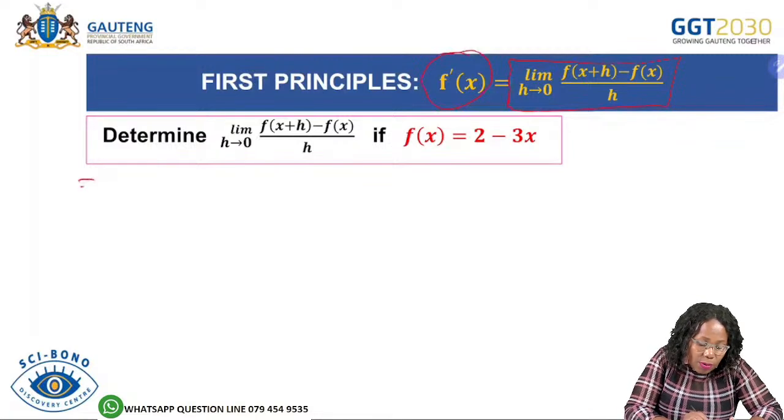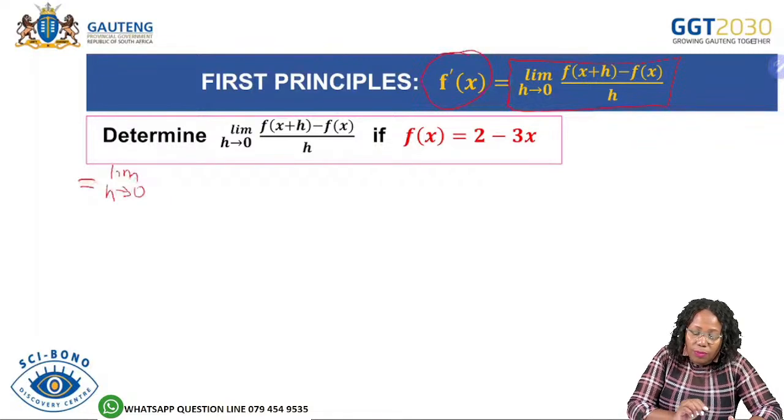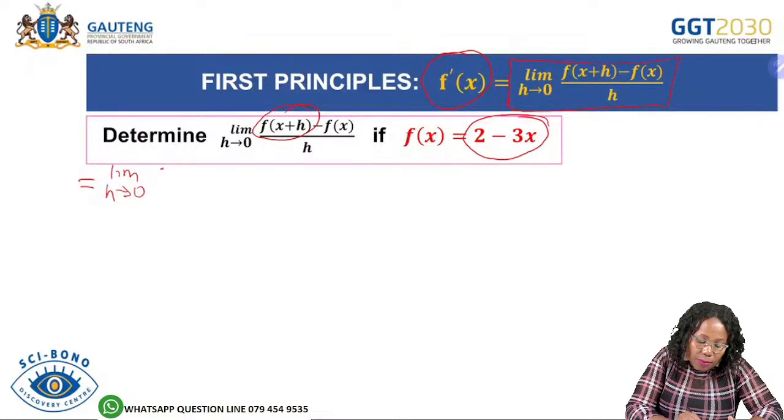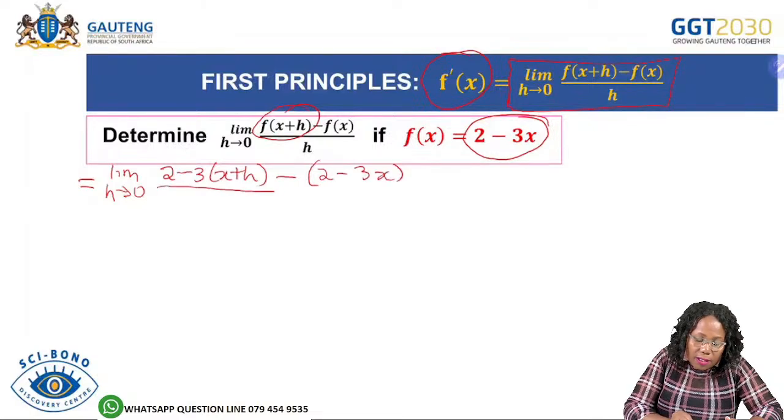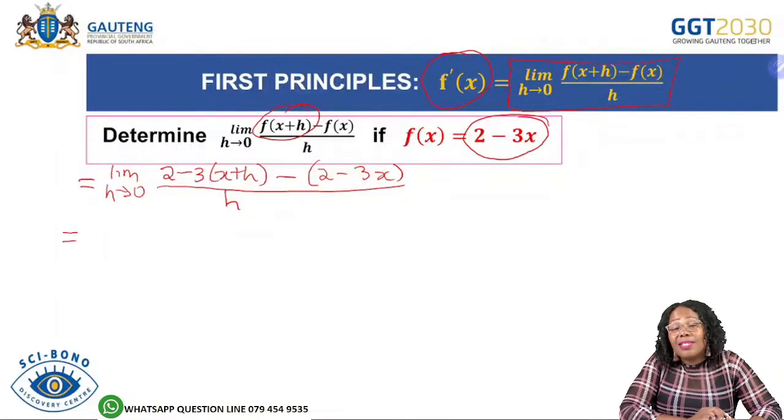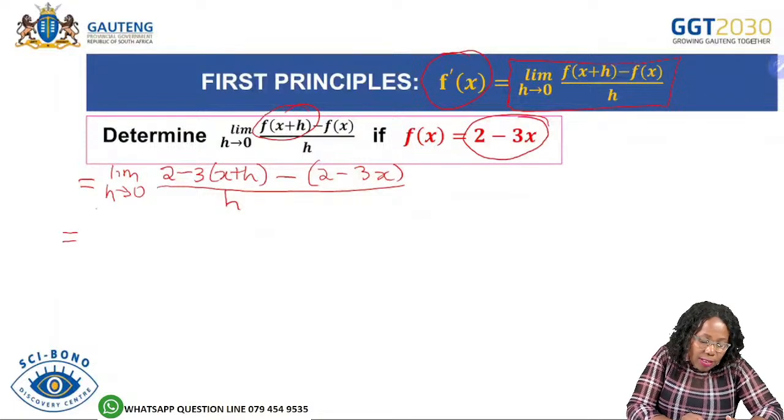The limit of this will be equal to the limit as h approaches 0 of f(x + h). What is f(x + h)? If we take this equation here, 2 minus 3 into x plus h, minus the f(x) bracket, which is 2 minus 3x, everything over h. Same activity that we did above. It's only that we are adding now a limit as h approaches 0. Right, let's continue.